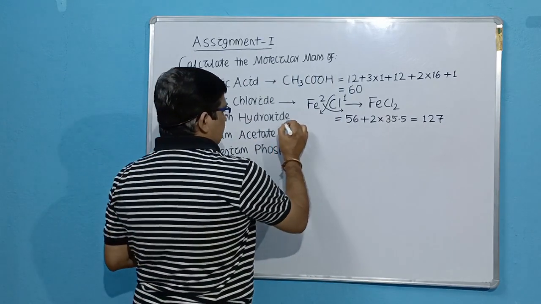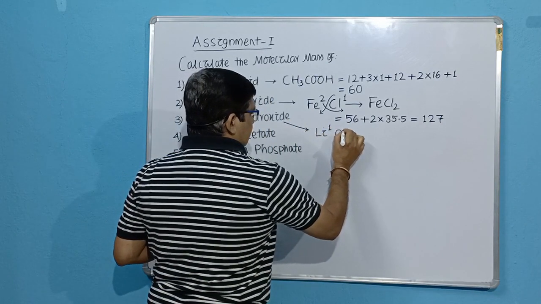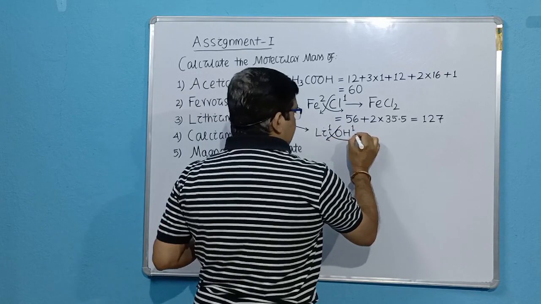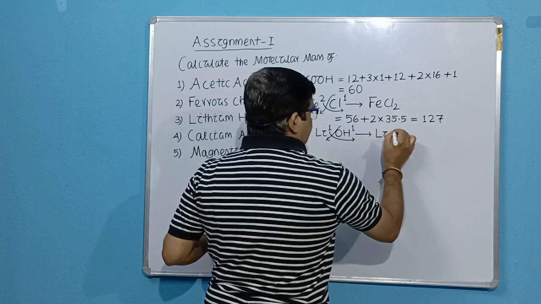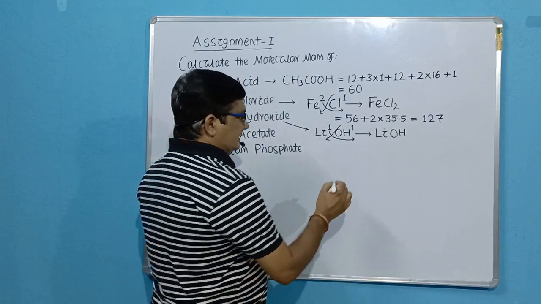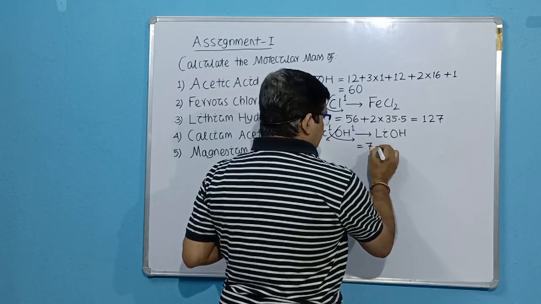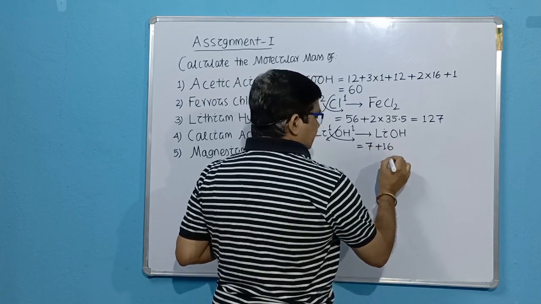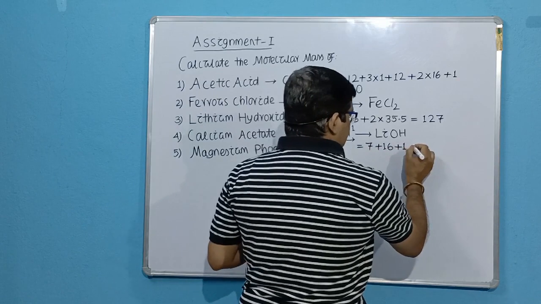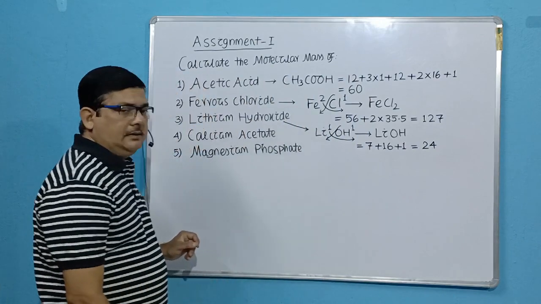Then lithium hydroxide. Lithium valency is 1, hydroxide is also valency 1, so they will cancel each other. LiOH will be the formula. Then the molecular mass: lithium atomic mass is 7, oxygen 1 atom, atomic mass 16, hydrogen 1 atom, atomic mass 1. So 17 plus 7, that is 24. So lithium hydroxide molecular mass will be 24.